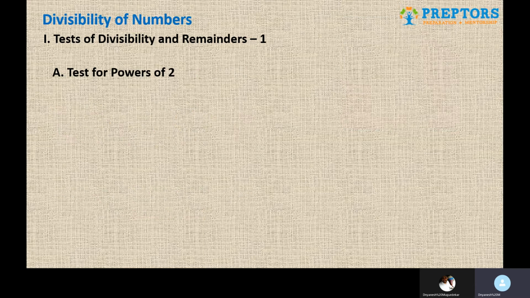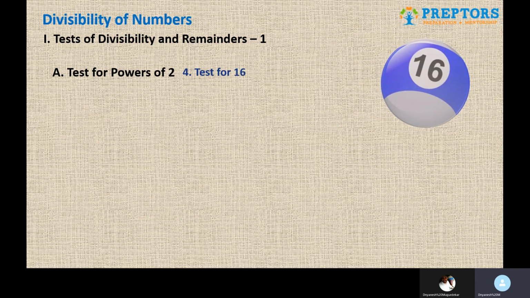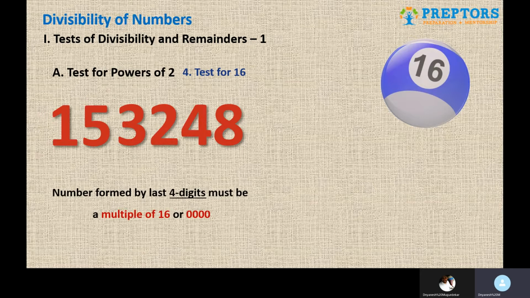And the last one, 2 raised to 4 is 16, the fourth power. So if you have realized the pattern, we are going to look at the last four digits of any number. If the last four digits of any number are divisible by 16 or are four zeros, then we say that the entire number is also divisible by 16.